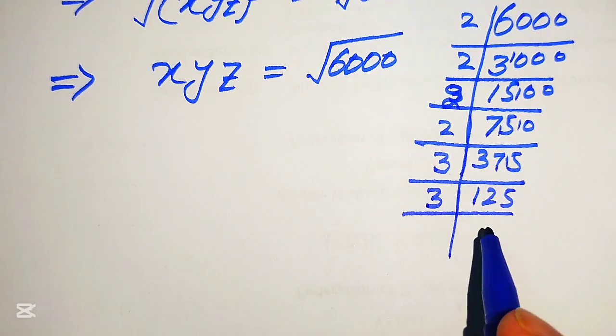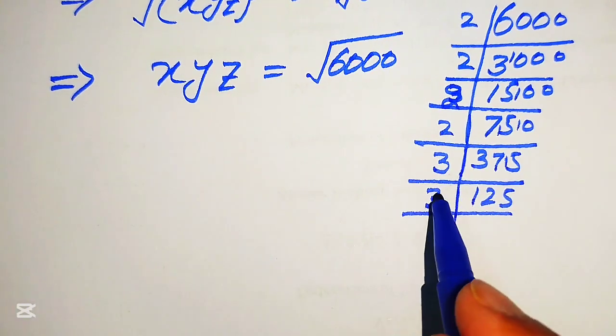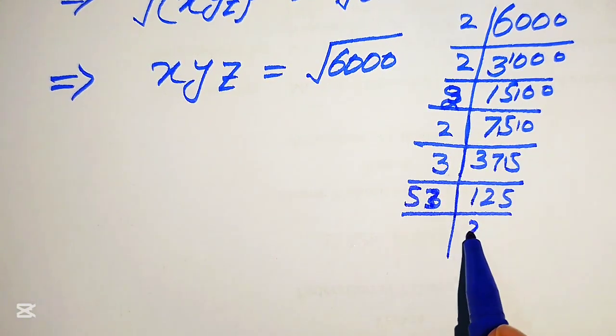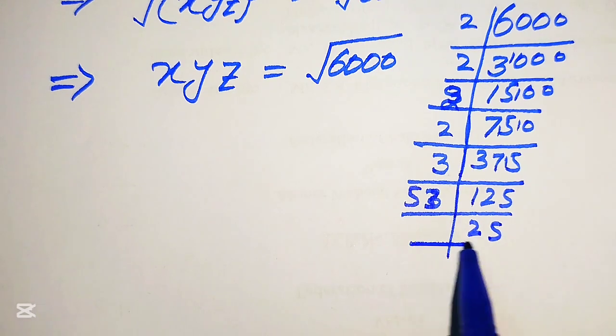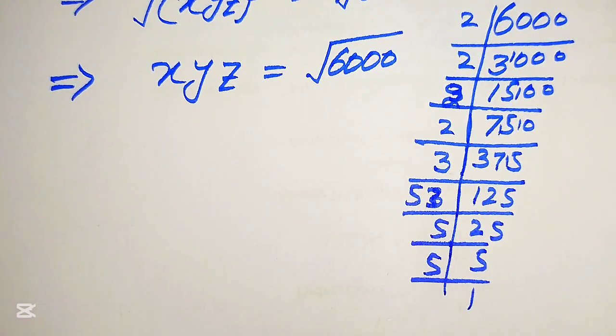Again we have 3, now we divide it by 5, so it becomes 5 2s are 10, we carry 2 and 5 5s are 25 and 5 5s are 25, 5 1s are 5.